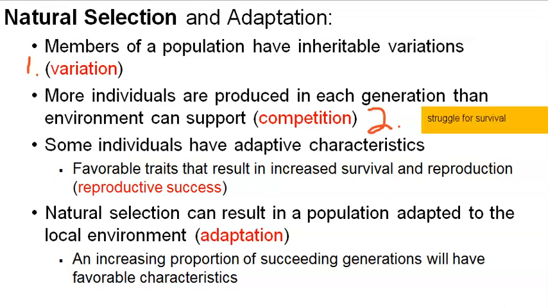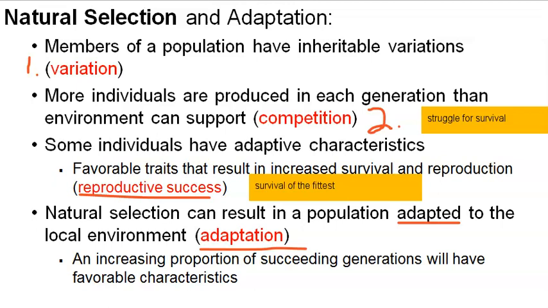And so some individuals have adaptive characteristics. They, by chance, are more able to survive and reproduce. And so that's reproductive success. So they have an increased chance of surviving and reproducing. And thus, those pass those adapted traits on, and the species eventually adapts to the environment, and speciation possibly can occur. So struggle for survival, and the other phrase is survival of the fittest. Natural selection.